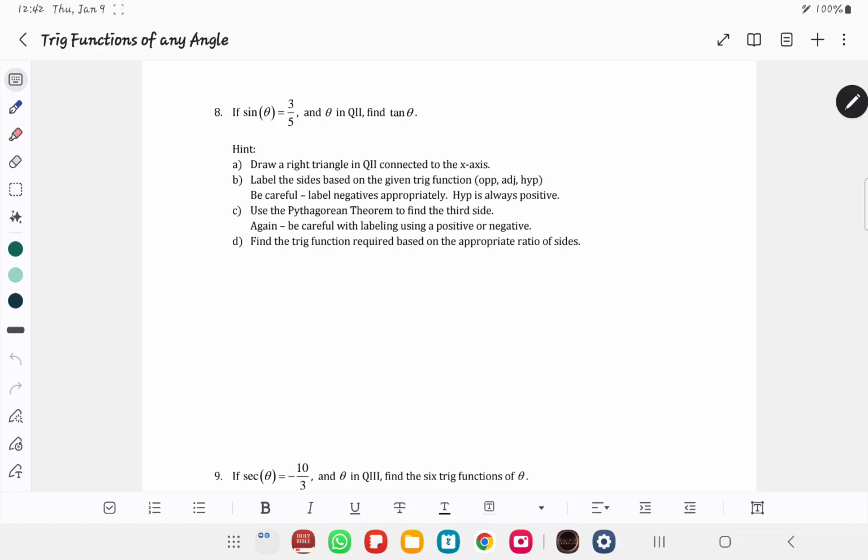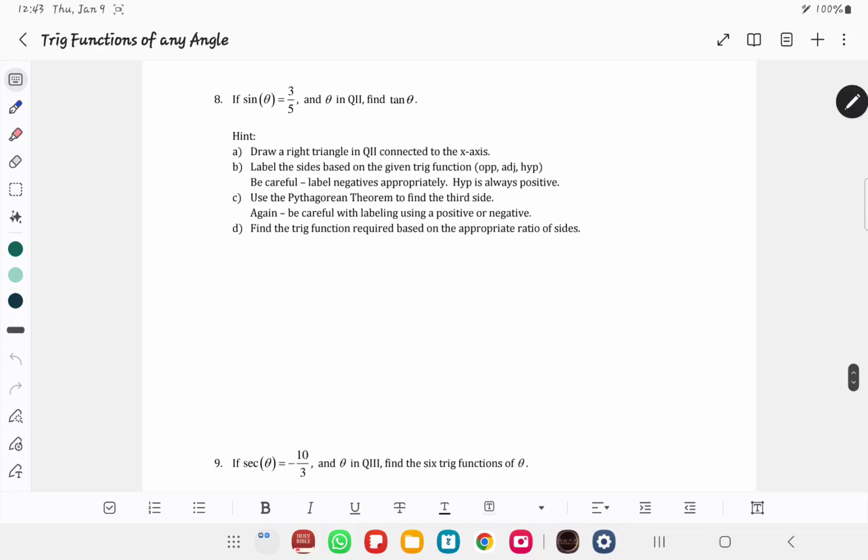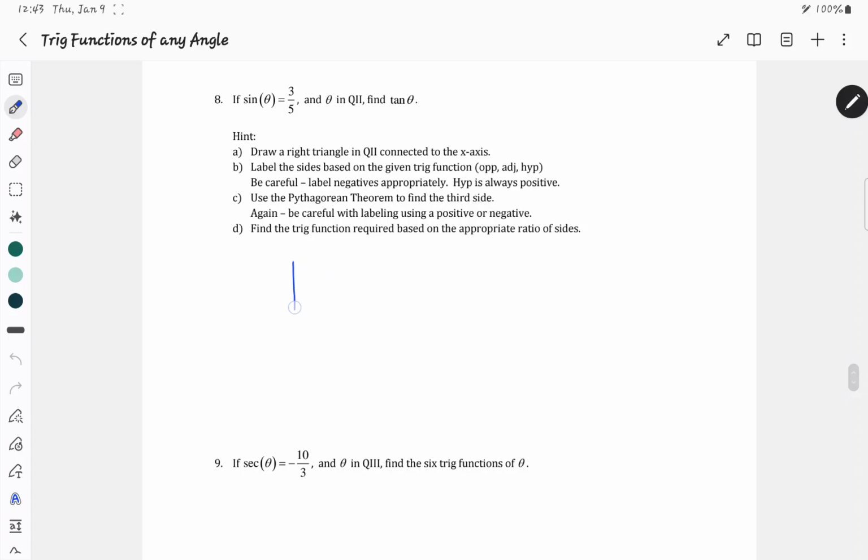we want to find tangent of theta. Now I outlined a few hints here for how you can go about it. But the first thing is to locate your quadrant and then also where the sides of your trig function are going to be labeled. So for this one, we'll go ahead and look at quadrant 2. And let me go ahead and draw that in.